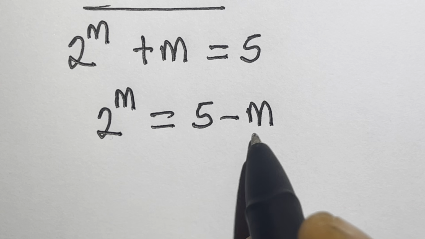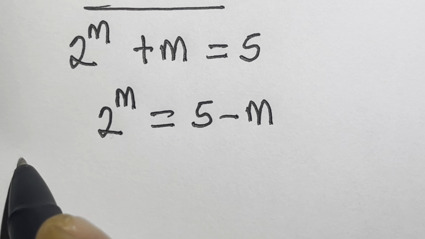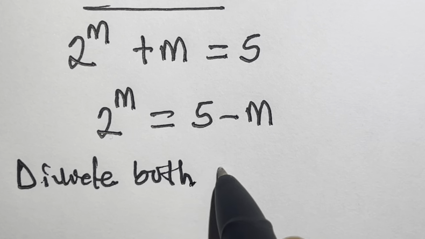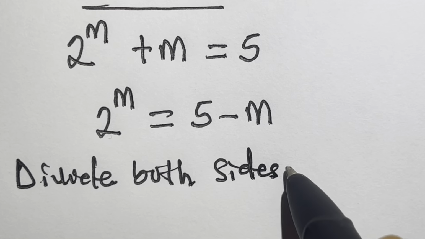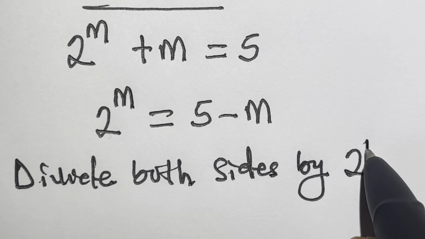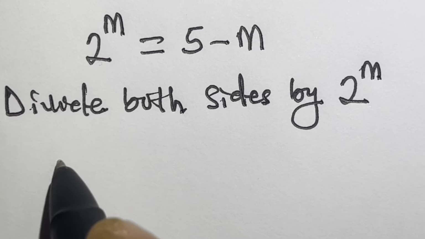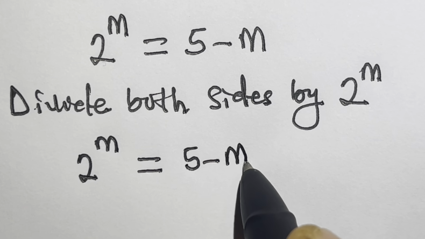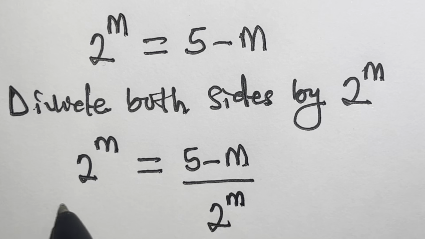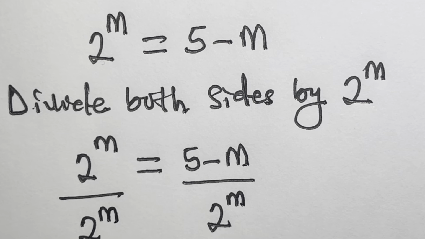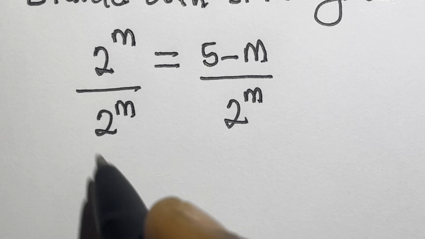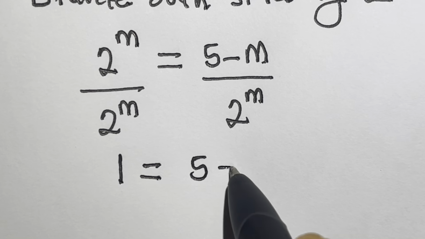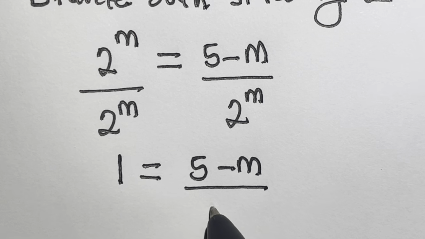So here we divide both sides by 2 raised to power m. If we do, we are going to have 2 raised to power m equals 5 minus m, this divided by 2 raised to power m, and this divided by 2 raised to power m. So we have this divided by this, we have 1 equals 5 minus m divided by 2 raised to power m.